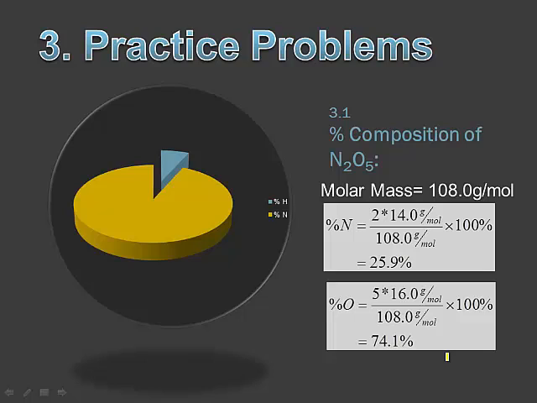So we have 5 oxygens, each of which contributes 16 grams per mole of the entire whole molecule, which weighs 108 grams per mole, multiplied by 100 gives us 74.1.